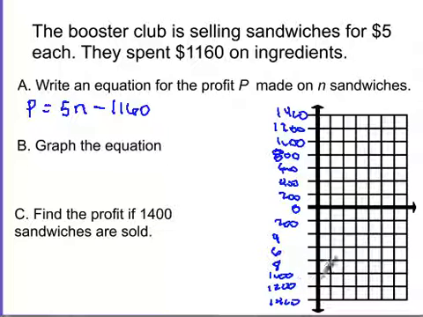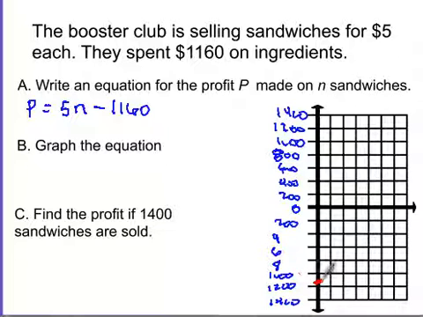So 1160 is my y-intercept. I couldn't think of the word. 1160 would be about, I'm going to graph this in red. Red shows up a little better on the black graph. So about right there, really, probably, right? You got to sell a lot of sandwiches to get back up to 0.